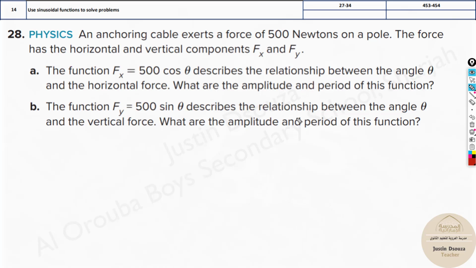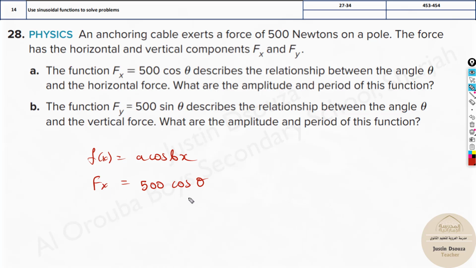Same thing with the second one, relationship with the angle and the vertical force. The function is generally given for cosine. It's f of x is equal to a cos bx. Now we have seen this in the previous video as well. The same thing, but let's write according to what they have given us. f of x is equal to 500 cos theta, where a is 500, b is 1 because they have not written anything, and there is no midline, there's no plus or minus anything.